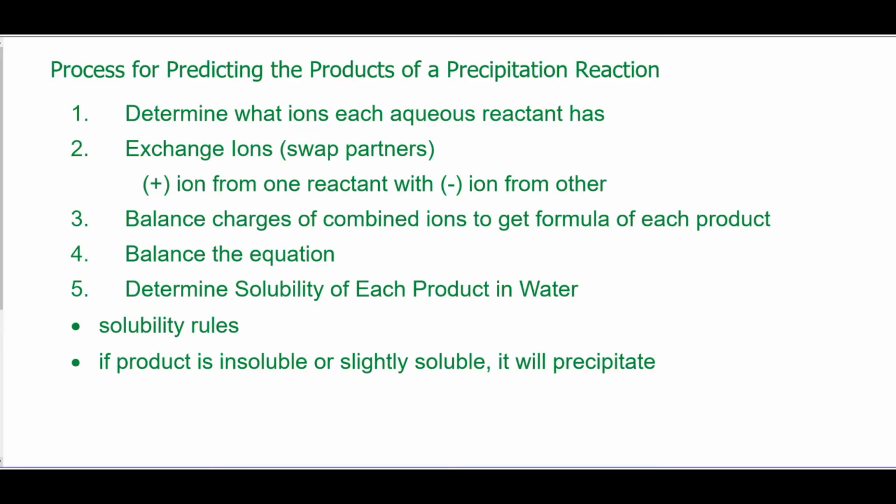So here's a listing of what we want to do. We want to look at the ions, and then we're going to swap them. We're going to write the new formulas for each product, and we may have to write the formulas of the reactants. We're going to balance the equation, and then we're going to use our solubility rules to figure out the product's state. Is it going to be aqueous or is it a solid?